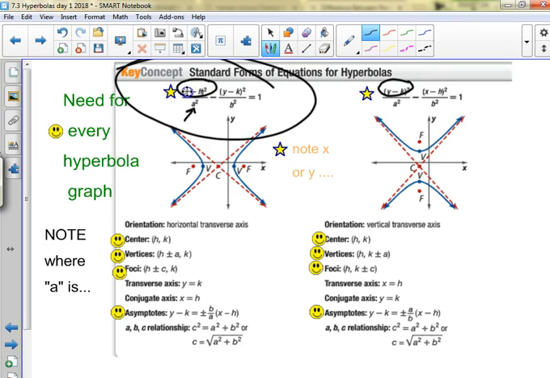When the X is what's positive, it opens left and right. When the Y is what's positive and then it says a minus X quantity back here, then it opens up and down, okay? The thing is, A and B are not determined by size this time. A is always what's underneath the positive term, and it can be smaller than B.